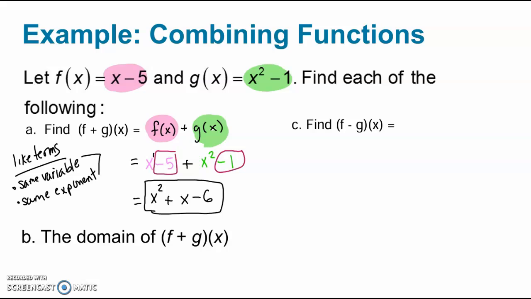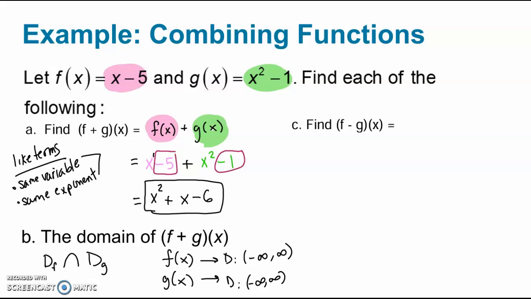Now, in order to find the domain of (f plus g)(x), remember it's the intersection: the domain of f intersect the domain of g. So what is the domain of function f? There is no denominator with an x in it, and there is no x under an even root radical, so the domain would be all real numbers. For function g, also no x in the denominator, no x under an even root radical, so all real numbers. So if I want the domain of (f plus g)(x), it would be where they overlap, and they overlap everywhere, so all real numbers.